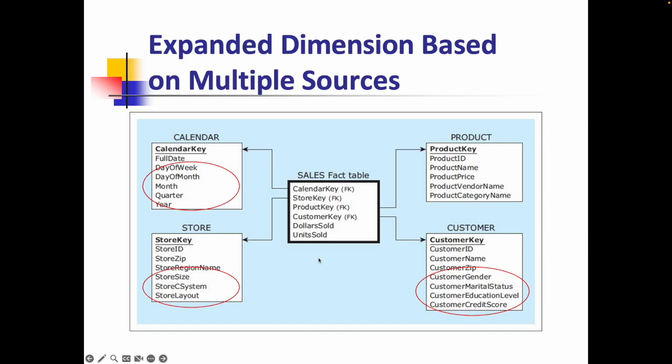Now two additional data sources are added here. So we are seeing the enhanced or expanded dimensional models based on multiple sources. So the additional information is, for example, in the store. If you see the store dimension here, you have some details such as the store size, a store layout, which we didn't have before. For customer, for example, we added some demographic information such as gender, marital status, and so on.